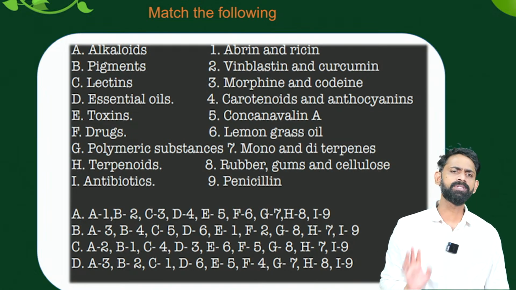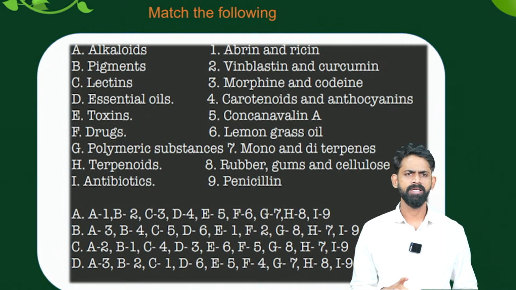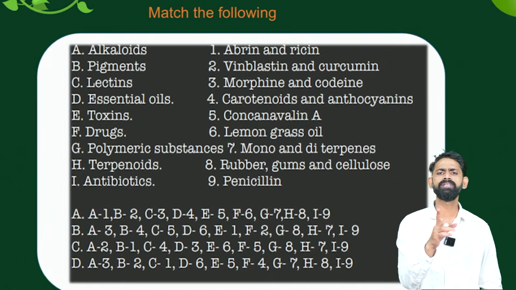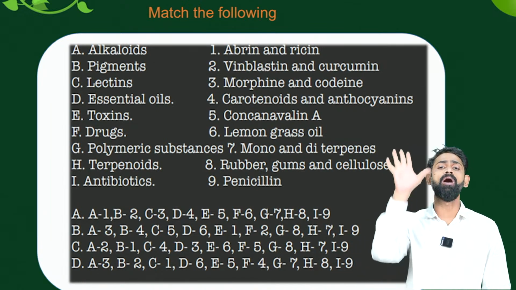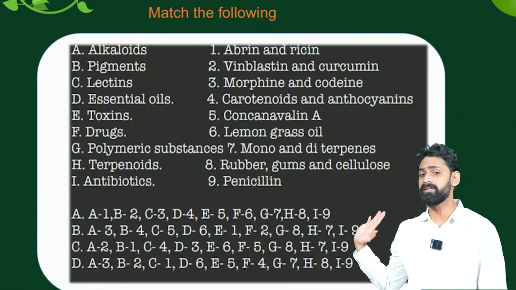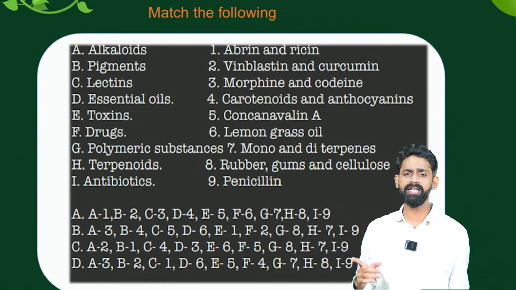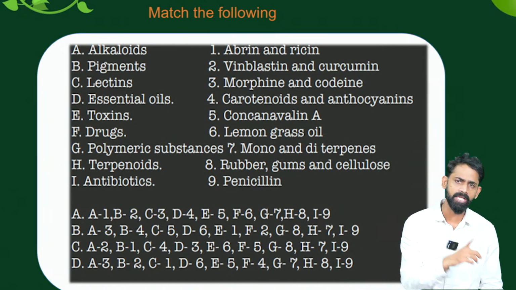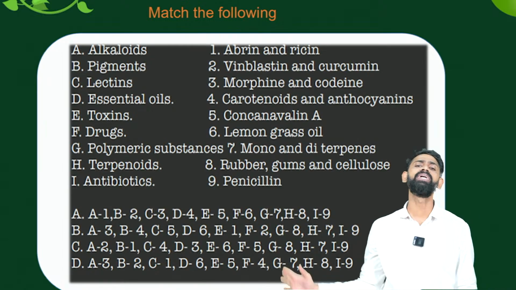Alkaloids. What are the examples of alkaloids? Alkaloids include morphine and codeine. Next one is the pigments, carotenoids and anthocyanins. With closed eyes, you need to be able to tell all of that particular table in the biomolecules. Lectin, not lecithin. Lectin example is concanavalin A. I said don't get confused between insulin and inulin. Don't get confused between lectin and lecithin.